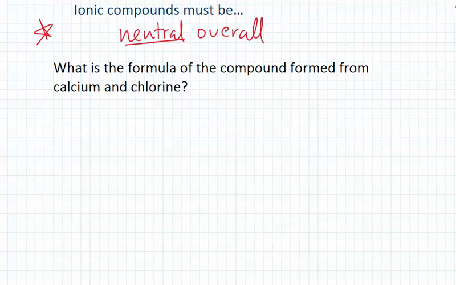If we go to make a formula of a compound from calcium and chlorine, the first thing we have to do is identify it's an ionic compound because calcium is a metal, chlorine is a nonmetal. A metal and a nonmetal will make an ionic compound. And because of that, first what we have to do is predict charges.